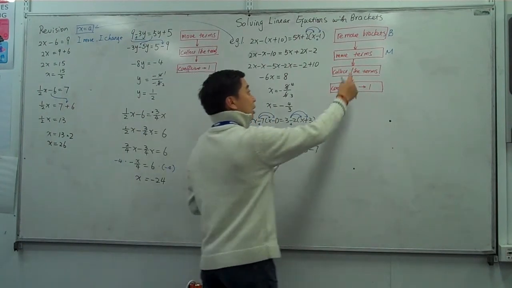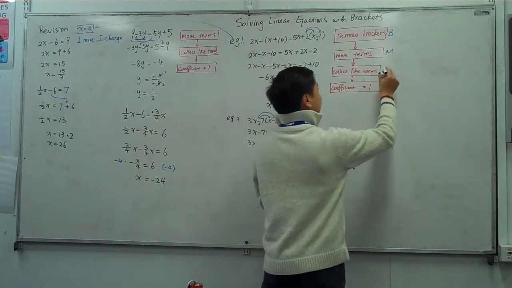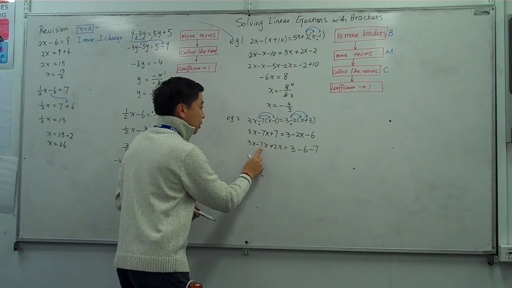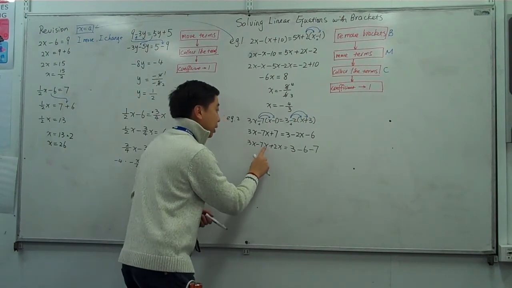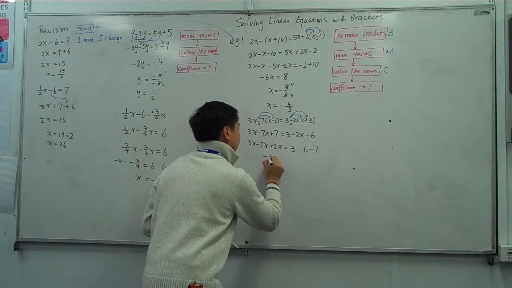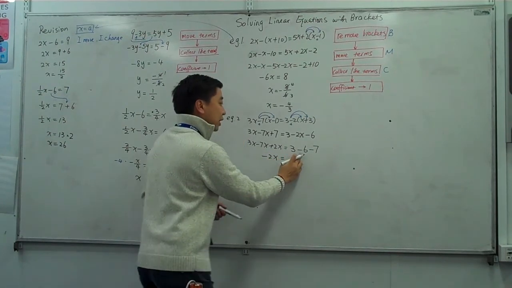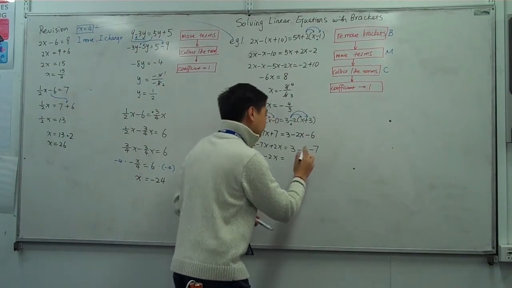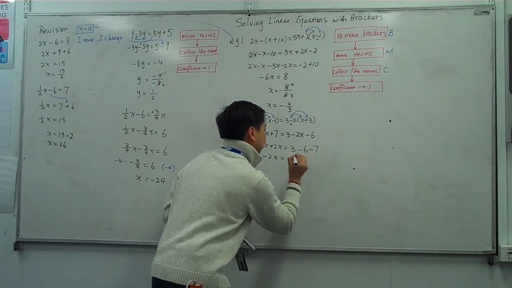Good. Collect like terms. 3 take away 7, negative 4, plus 2, negative 2. 3 take away 6, negative 3. Negative 3 take away 7, negative 10.